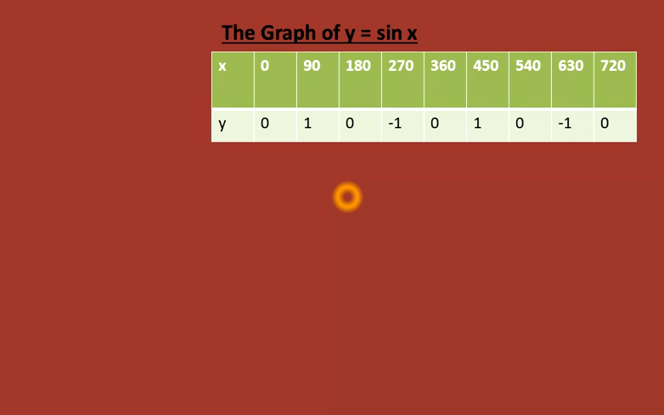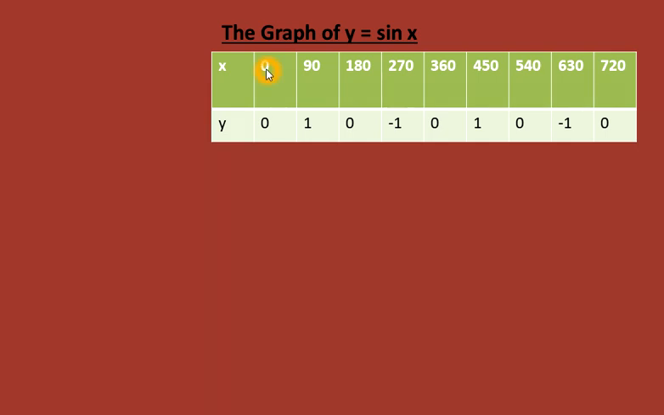But for that purpose, I first took a table. The x values: I am going to take 0, 90, 180, that is, multiples of 90 up to 720. I took those values. Next, the corresponding y values. You can use a calculator and find the values.